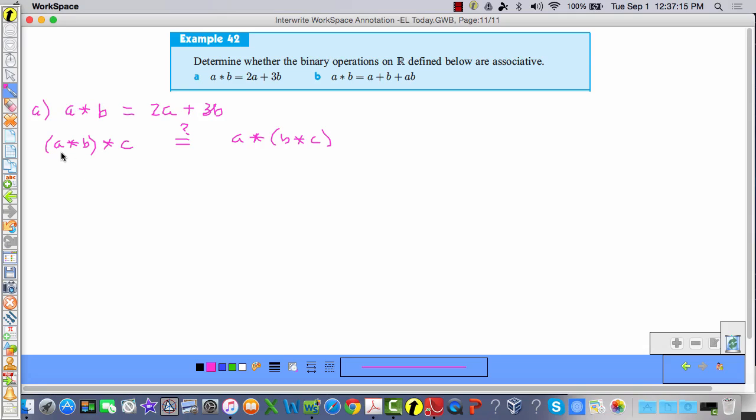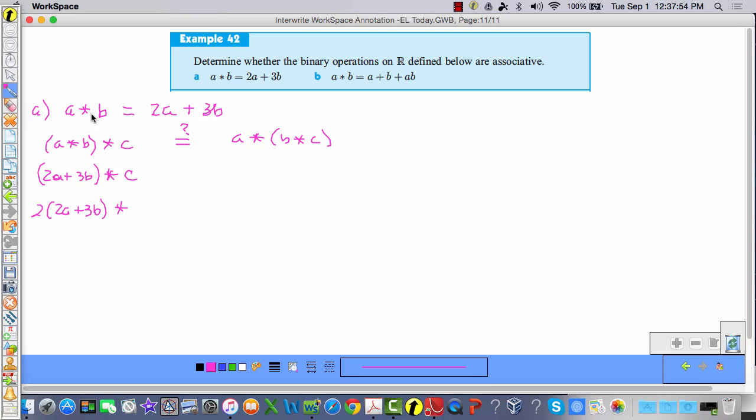So we're going to work within the parentheses first. And so this becomes A star B. Forget about this star for a second. A star B is just 2A plus 3B. And then I still have star C. So now this is my new A. 2A plus 3B is my new A right here. So I replace this A with this, and this becomes 2 times 2A plus 3B.